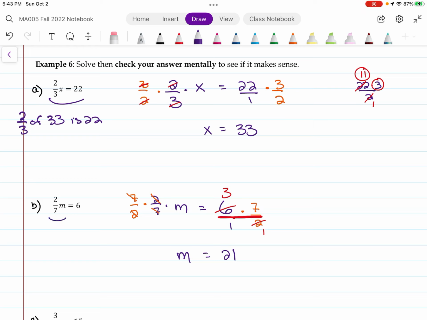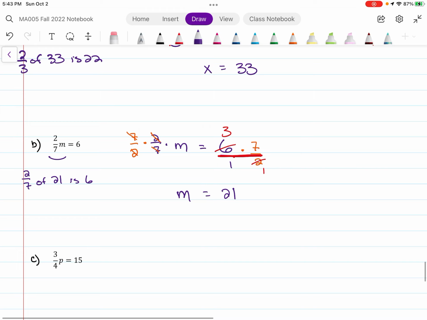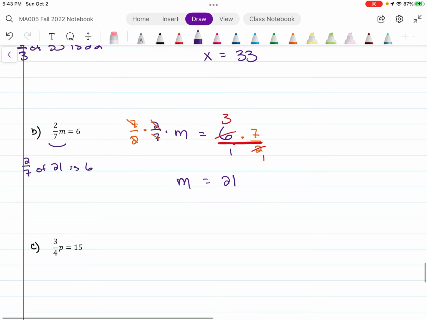So now let's think about this. 2/7 of 21 is 6. Does that make sense? I think so. 2/7 is less than half, and quite a bit less than half. So you can also use your calculator. Put 2/7 times 21 and see if you get 6. All right, one more. Give this one a try.